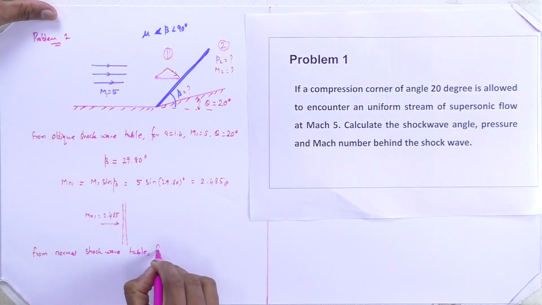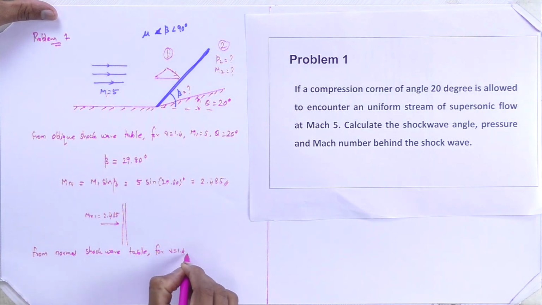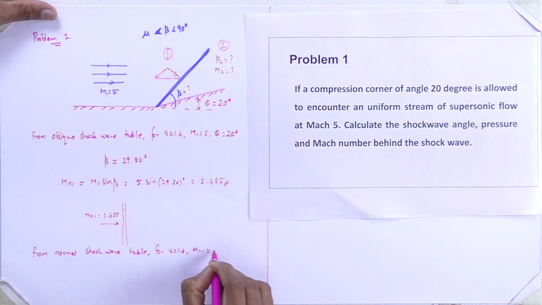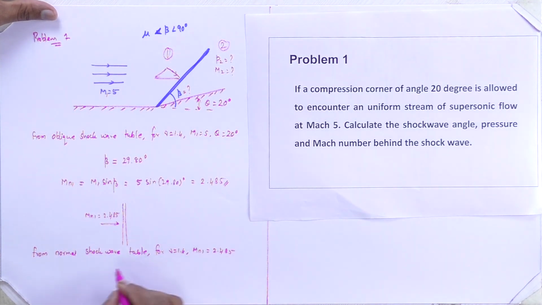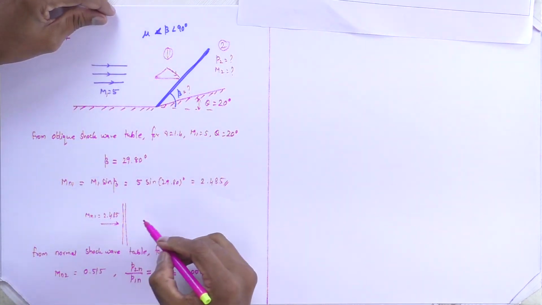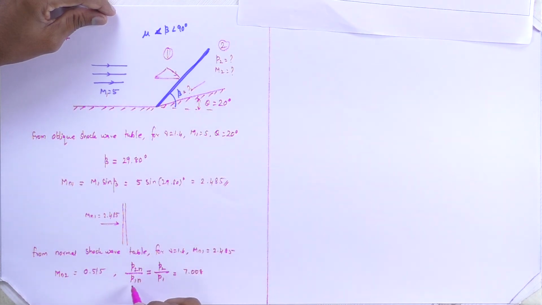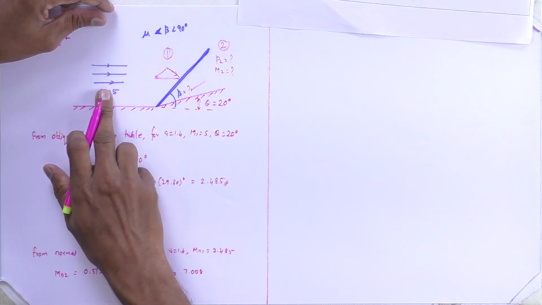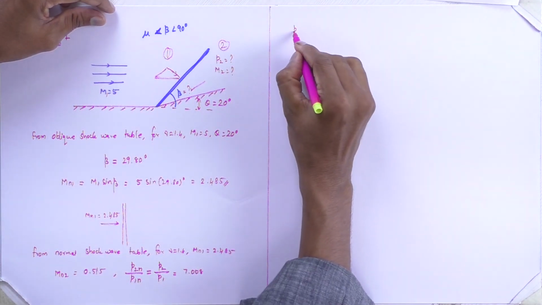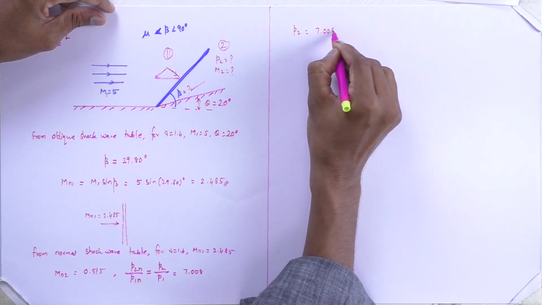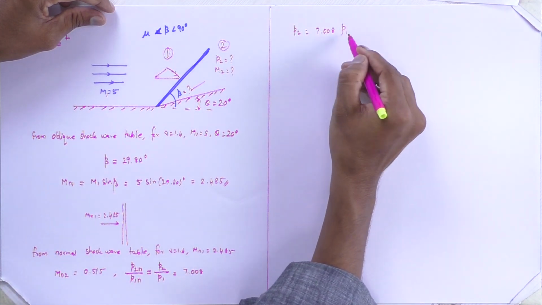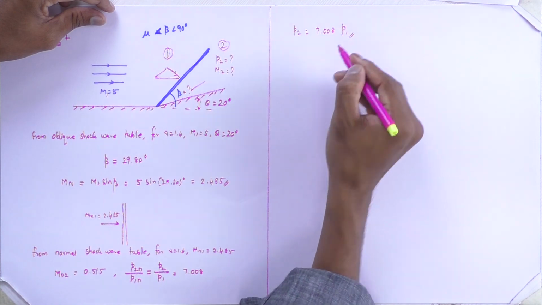From the normal shock wave table, for gamma equal to 1.4 and Mn1 equal to 2.485. We already have the beta value, which we calculated. They have not given any P1 value here. So I can represent P2 as 7.008 times P1. We don't know the P1 value. So this is the end.